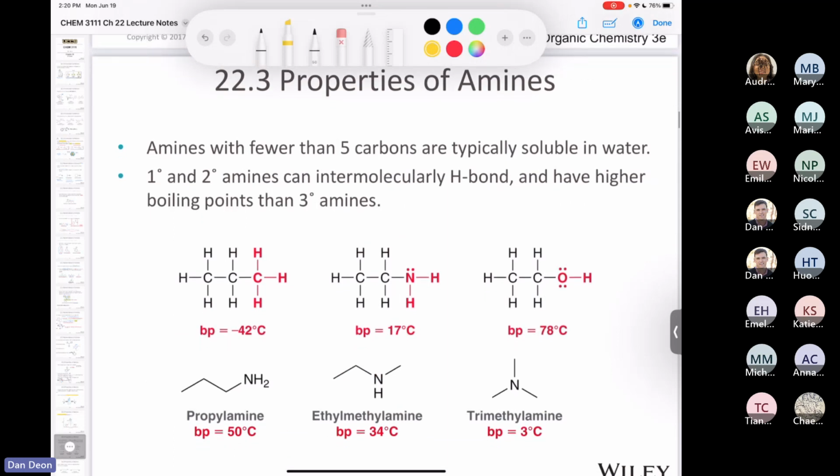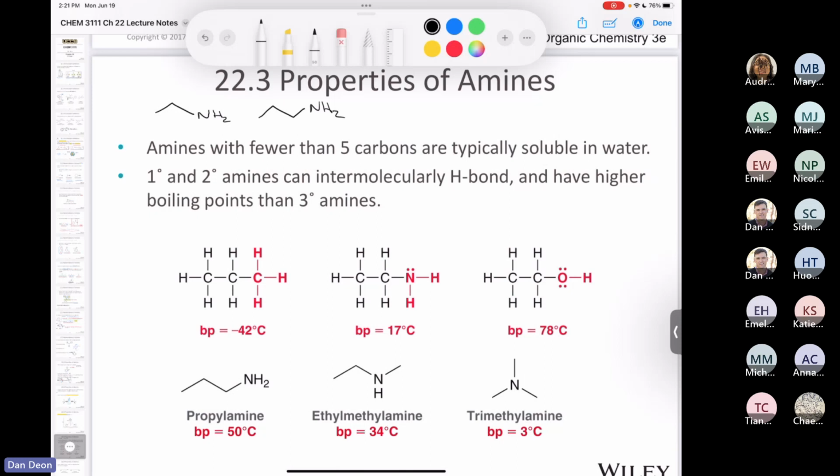And I know that you know a lot about hydrogen bonding at this point in your career. But if you have an amine with less than 5 carbons, typically we consider those amines to be soluble in water. So let's say you have something like diethylamine, or ethylamine, that's definitely going to be water soluble, or propylamine, right? That would be water soluble, etc. As long as you have less than 5 carbons.